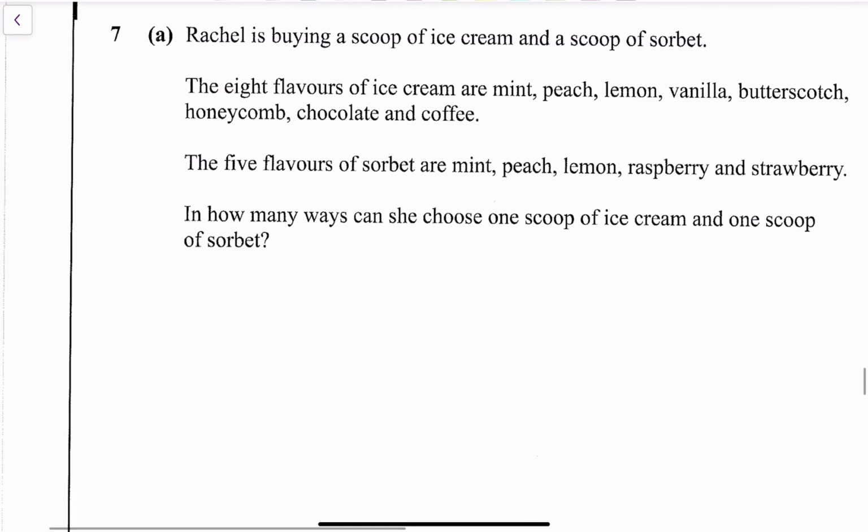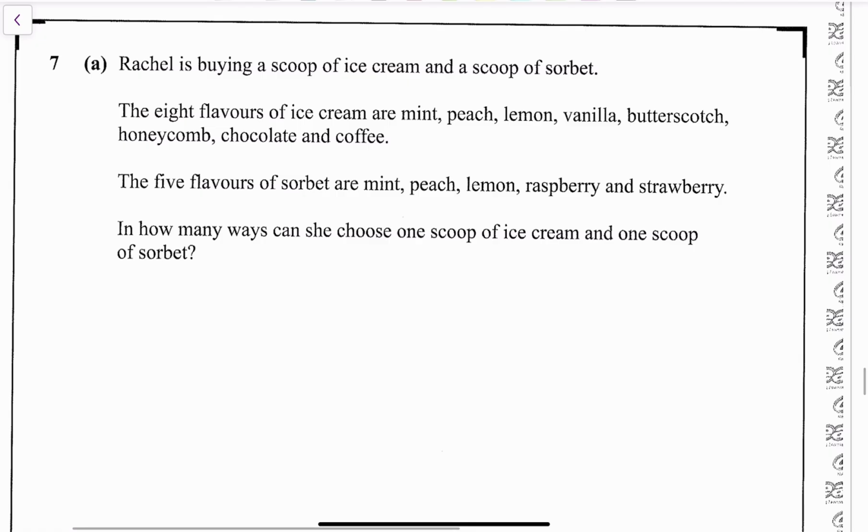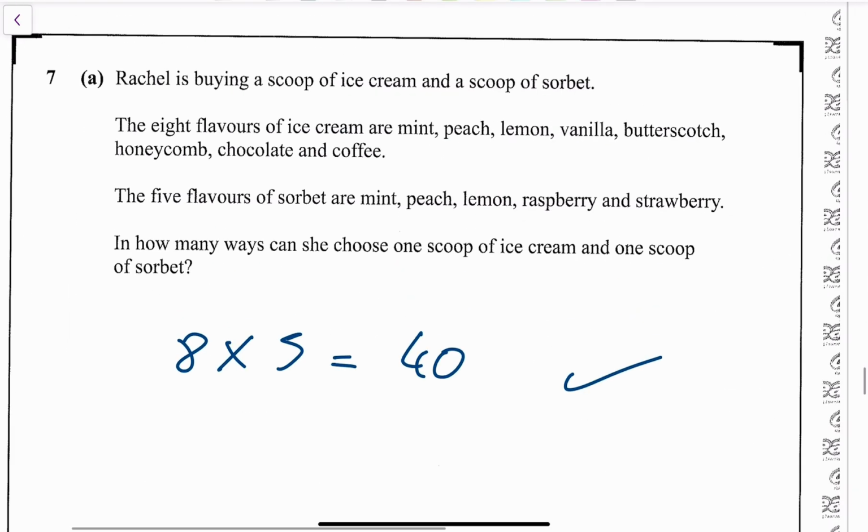Okay, right. Rachel's buying a scoop of ice cream and a scoop of sorbet. 8 flavours of ice cream are mint, peach, lemon, vanilla, butterscotch, honeycomb, chocolate and toffee. The 5 flavours of sorbet are mint, peach, lemon, raspberry and strawberry. In how many ways can she choose 1 scoop of ice cream and 1 scoop of sorbet? Okay, there's no other restrictions. So there's 8 ice creams and then 5 sorbets. It's 8 times 5, which is 40, which is a pretty easy 2 marks.